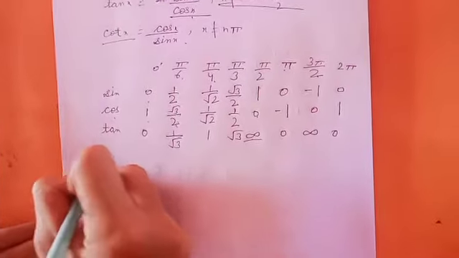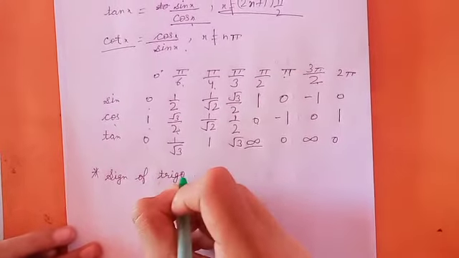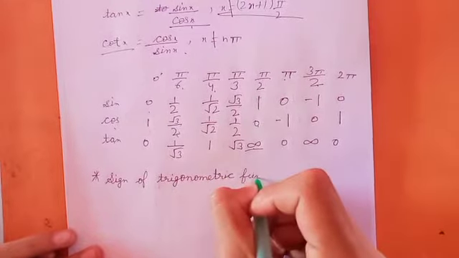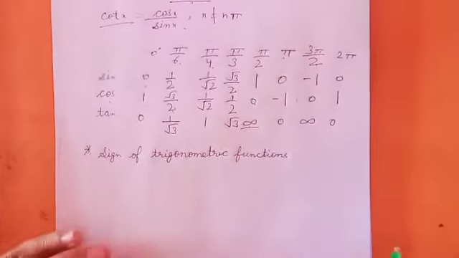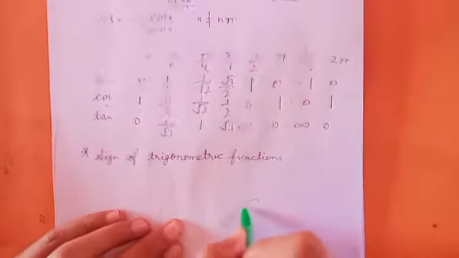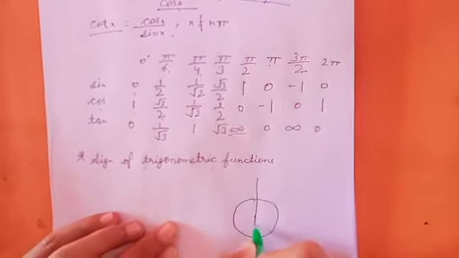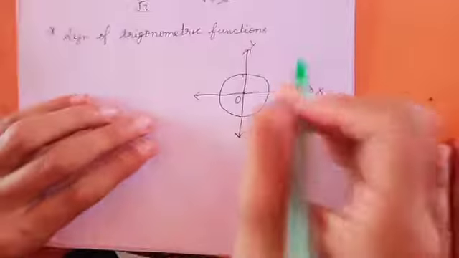Now we will talk about the signs of trigonometric functions in all quadrants. So what I will do, I will construct again a unit circle, with center at, say, the origin. Understood? Now this is our x-axis, this is our y-axis. Okay, this is our center O.